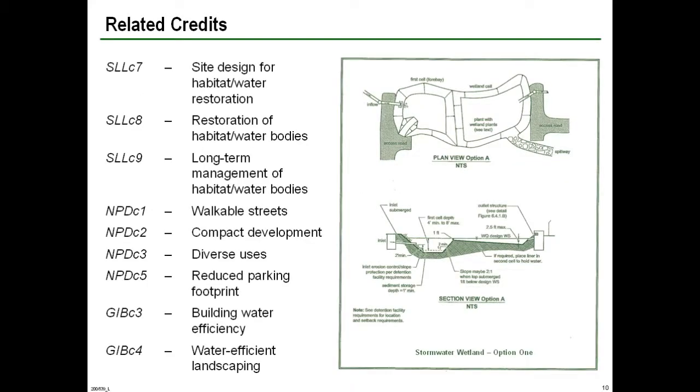A couple of final notable things about the stormwater management credit. First of all, it has relationships to a long list of other credits, including site design and habitat restoration in smart location and linkages. Additional points are linked to achievement of neighborhood pattern and design credits listed here. And then building water efficiency and water efficient landscaping under GIB credits 3 and 4 are also directly linked.